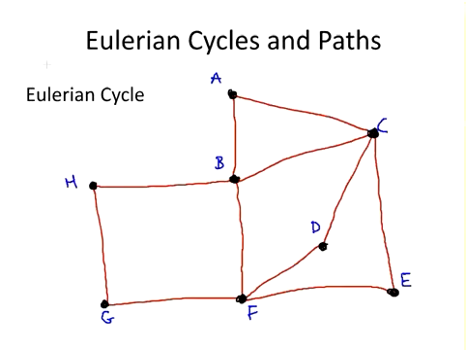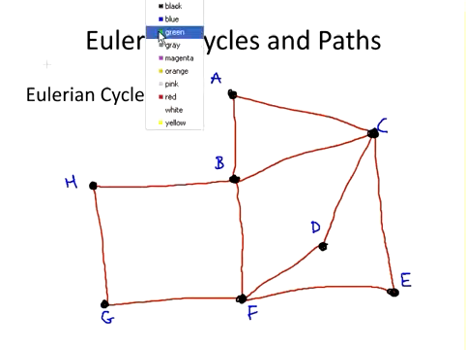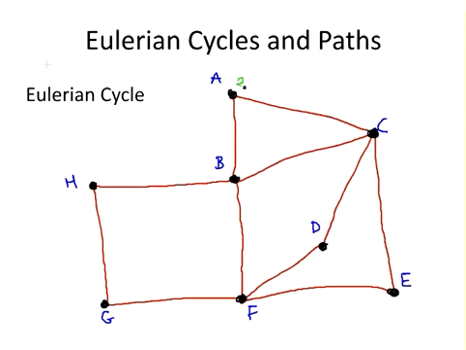So here we have a graph, and we want to determine if there's an Eulerian cycle. First off, we have to check the degree of each vertex to make sure it's an even number. Looking at vertex A, the degree is 2. At vertex C, the degree is 4. At vertex B, it is also 4. At H, it's 2, 2, 4, 2, and 2. So they are all even numbers, so we should be able to find an Eulerian cycle here.